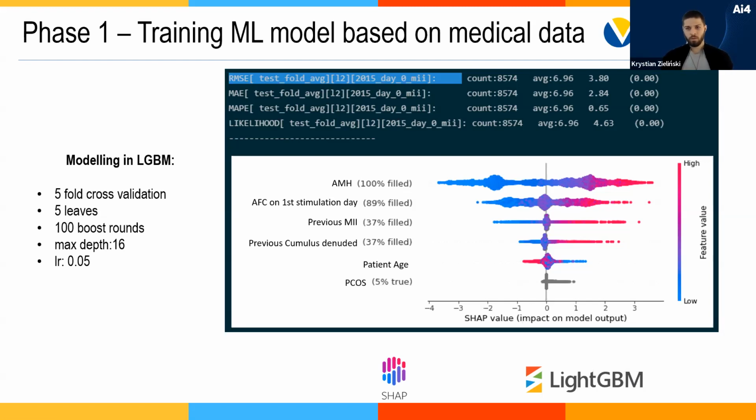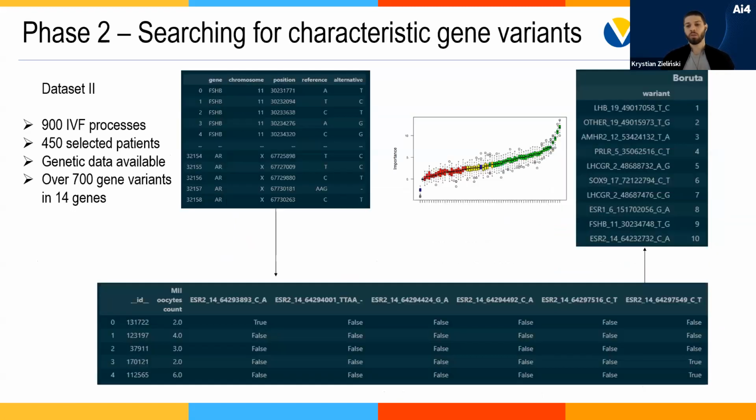And we could stop with that and basically use this data for prediction of M2s. But we went one step further. So we gathered the genetic data for 450 selected patients and ran the test to find the genetic markers that would indicate the number of M2s for given patients.